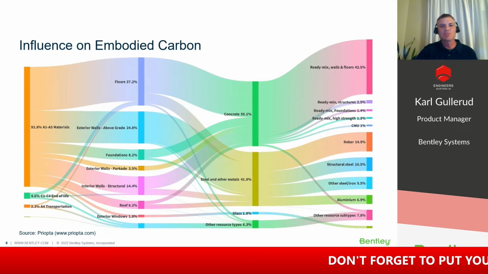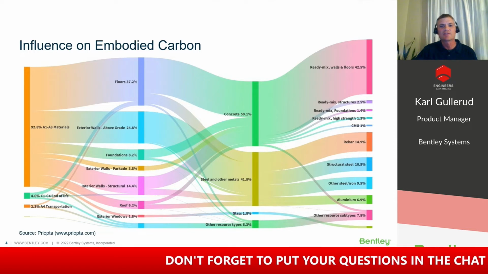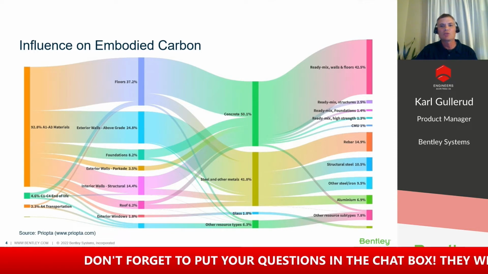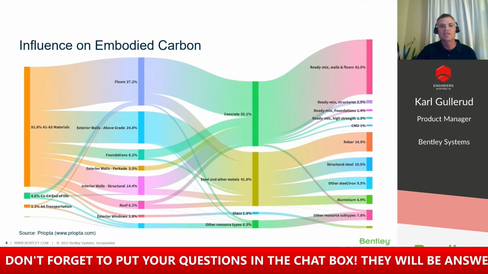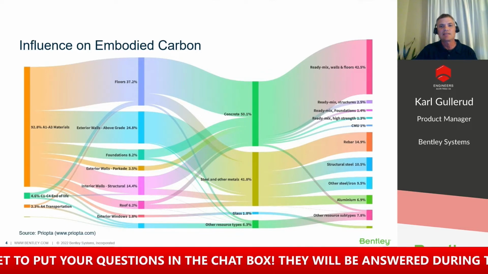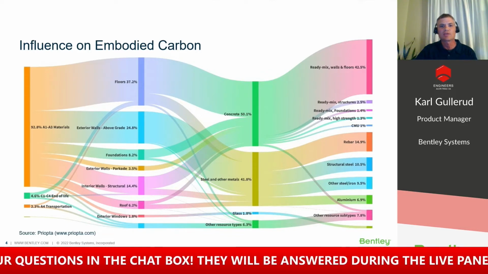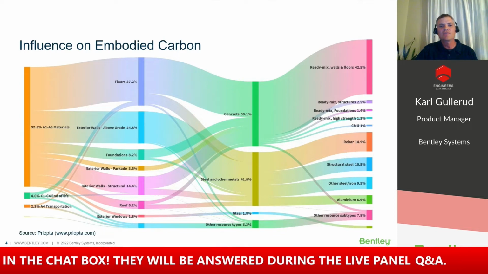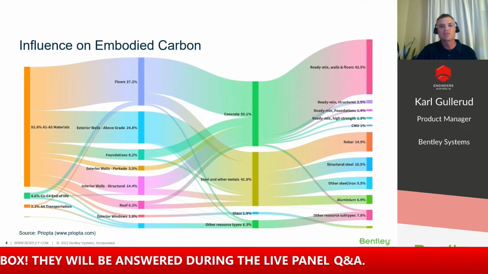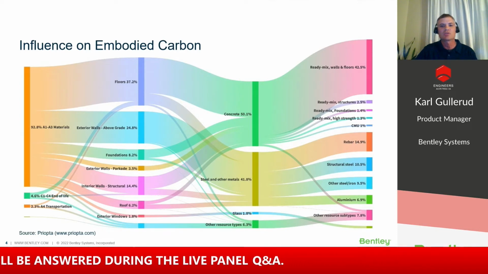Sustainability goals have pushed many structural engineers to calculate embodied carbon during the design phase. Those of you who are familiar with embodied carbon calculation have likely seen Sankey diagrams similar to the one shown here. These diagrams help visualize what building components and materials are the biggest contributors to the overall carbon footprint of the building.